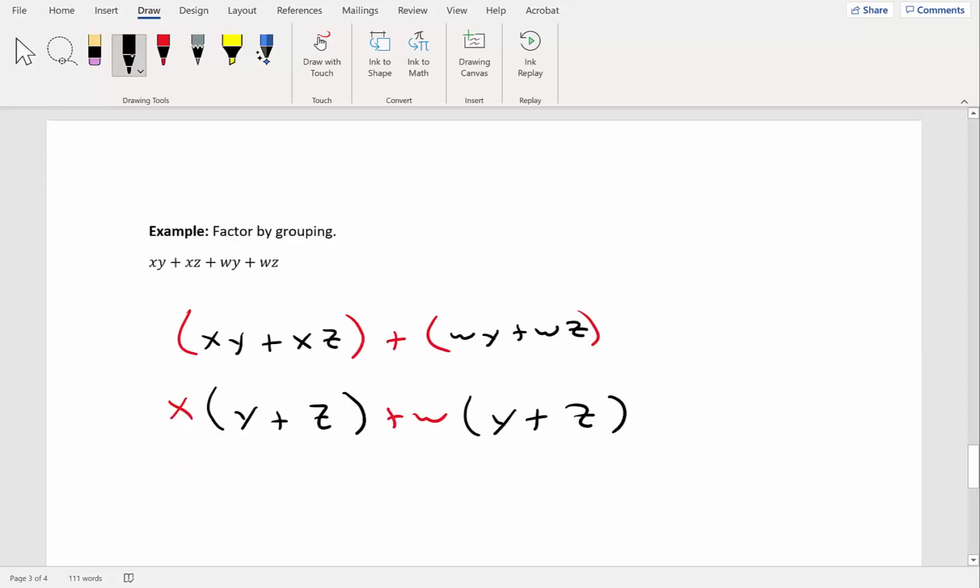So I have a common binomial here, which is y plus z. So I'm going to go ahead and factor that out. And now I'm left with x plus w.